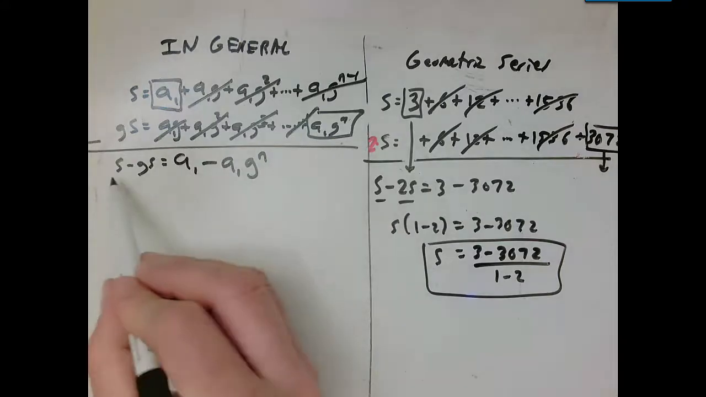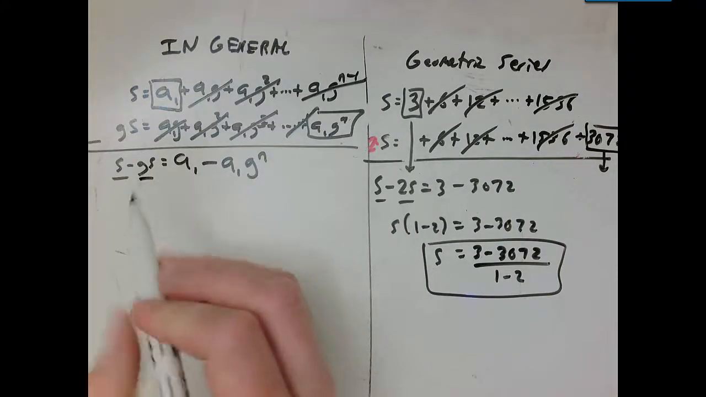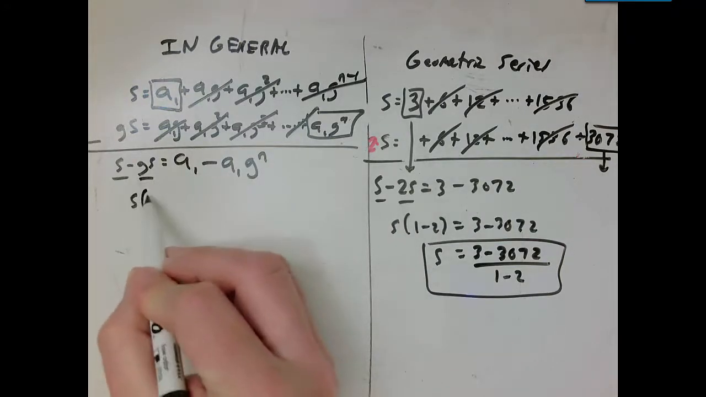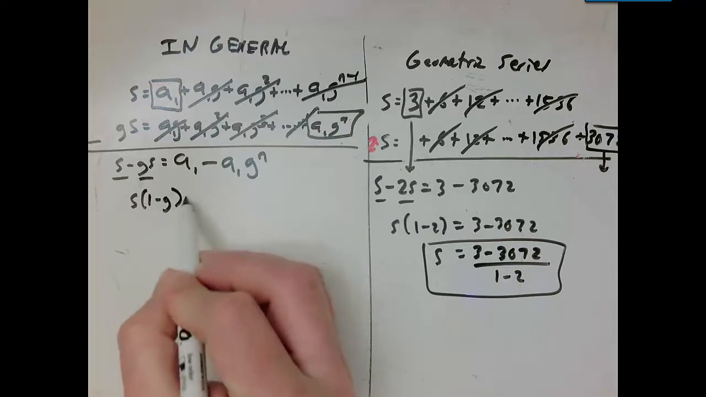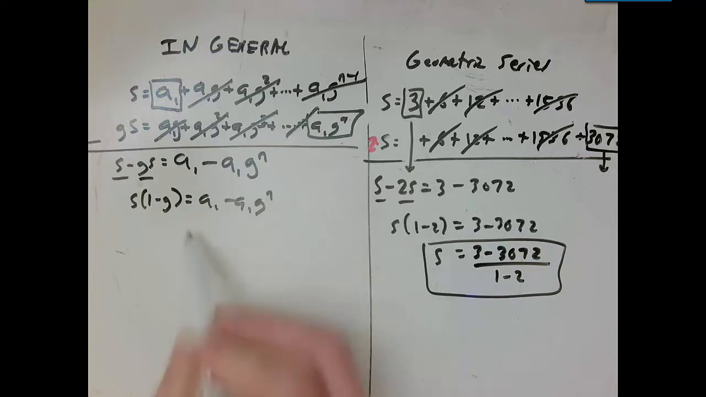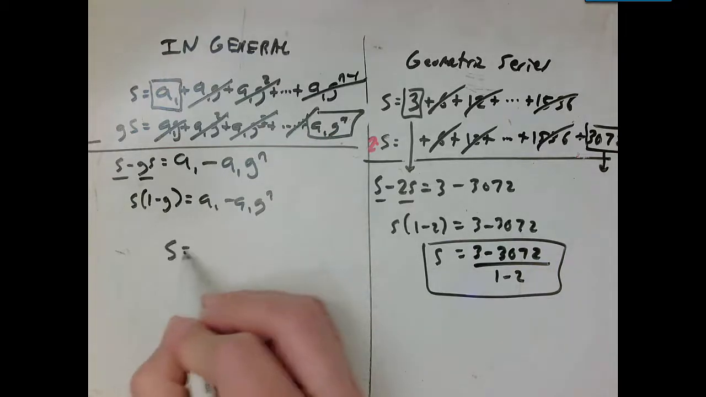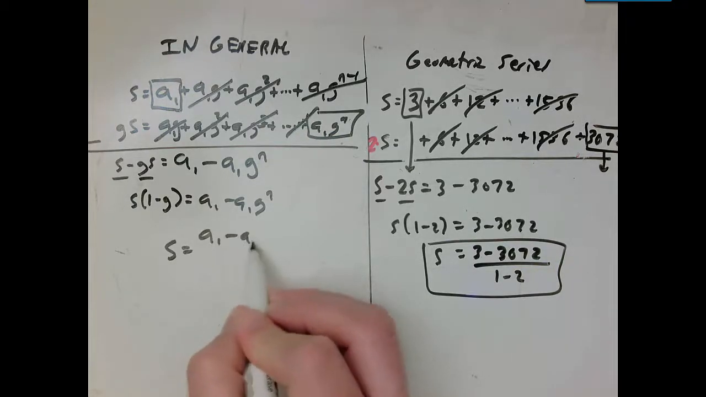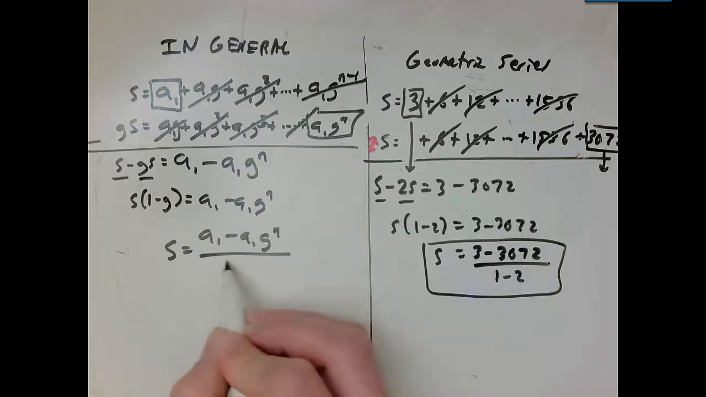Let's factor the S out of both sides here. So I'll have S times 1 minus G equals A1 minus A1G to the n. And now let's divide. So I have the sum equals A1 minus A1G to the n, over 1 minus G.